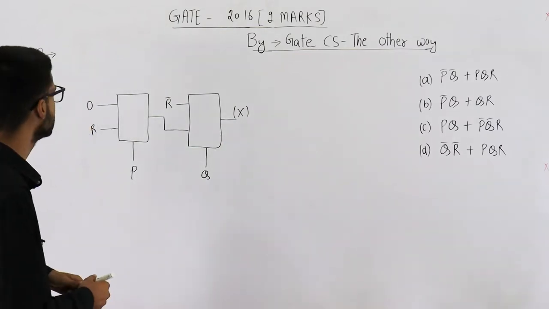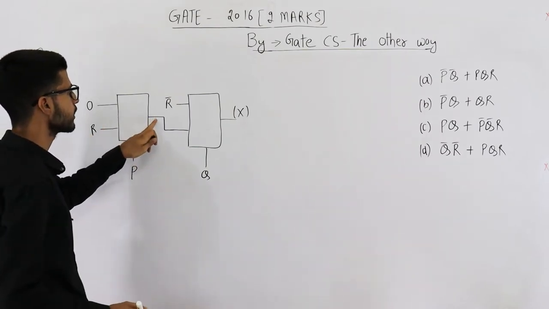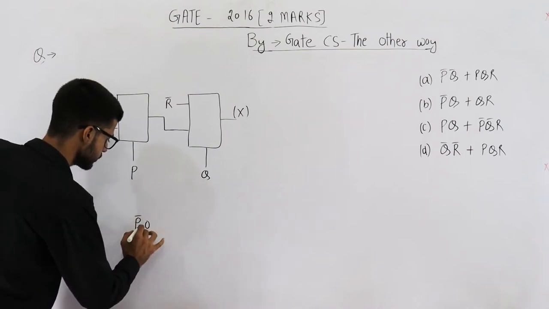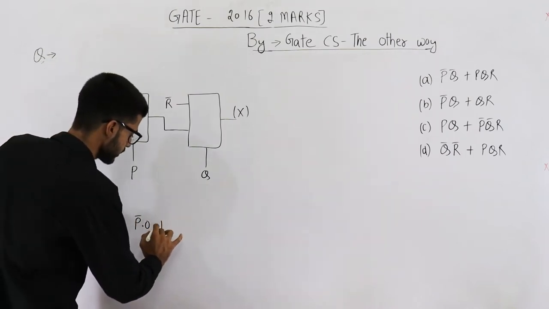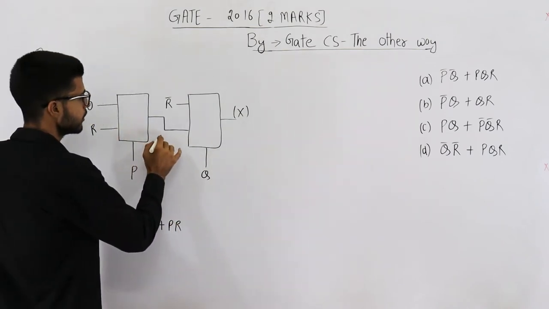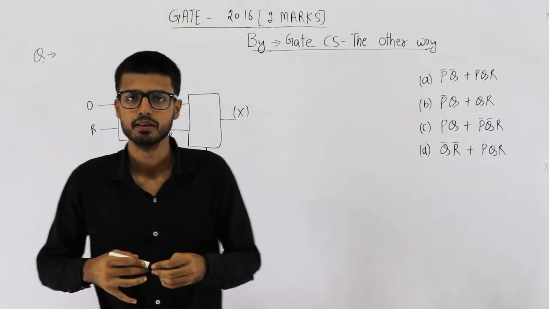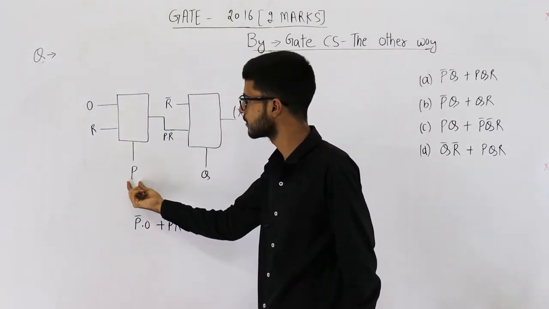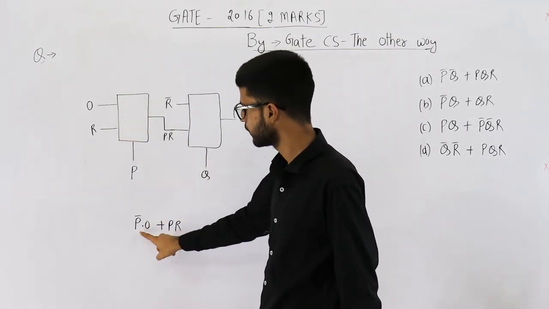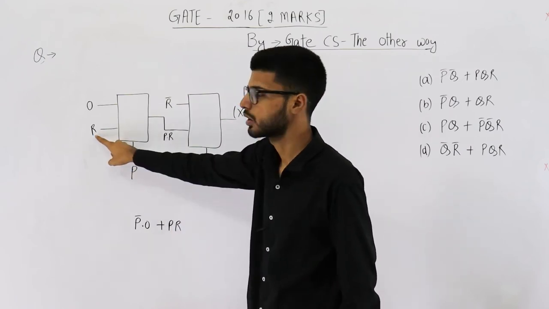Let us try this. So if you analyze this first multiplexer, you'll get to know that equation for output is P bar dot 0 plus PR. Okay, that means this is P dot R. How did I get PR? See, whenever select line is 0, this input will be selected as the output. So P bar dot 0. And whenever P is 1, that means P, this one will be selected.